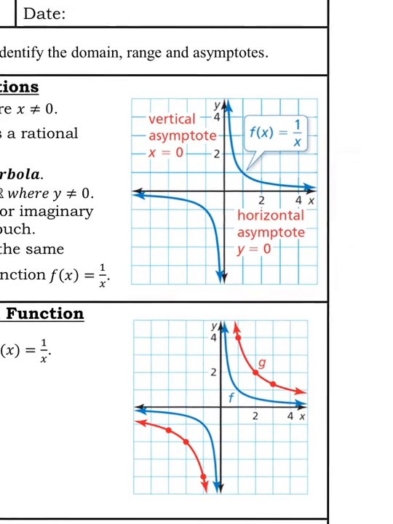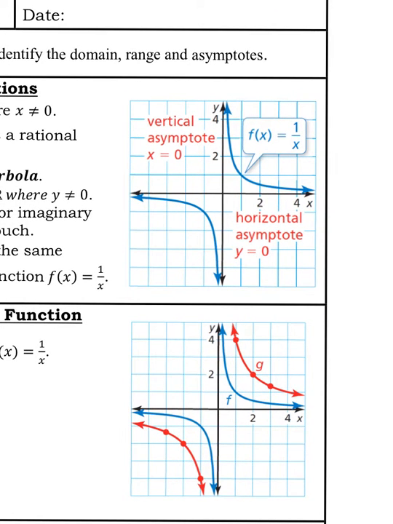Because x can't equal 0, you have these two asymptotes, these imaginary lines, and when it's just 1 over x, they're the x and the y axis. So if x can't equal 0, there's an imaginary line splitting the graph right there. And since x can't equal 0, y can't equal 0, so there's an imaginary line splitting the graph right there.